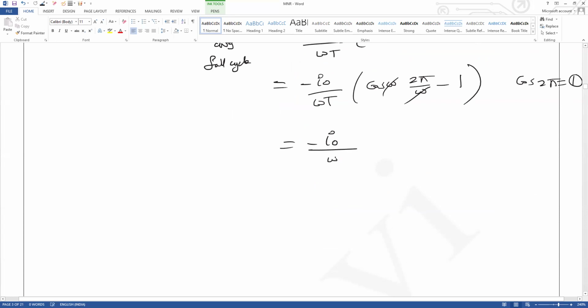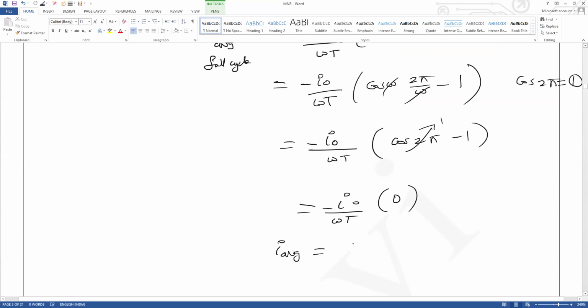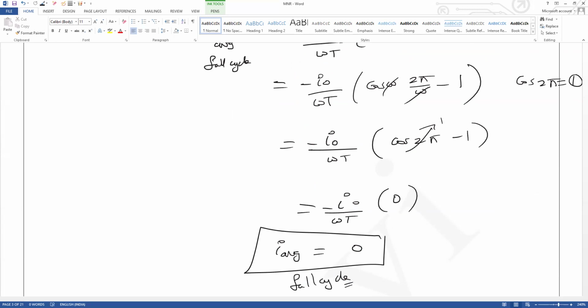So I naught divided by omega T into cos 2 pi, whose value is 1, so 1 minus 1 is 0. So I naught divided by omega T into 0. Anything into 0 is 0. So why is I average 0 for the full cycle? Very good. Now do you understand the original formula?